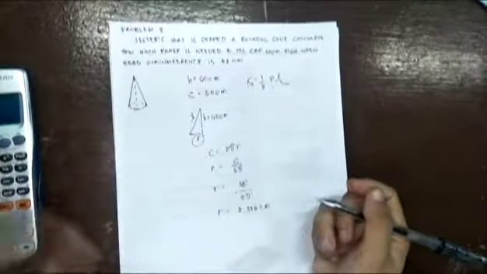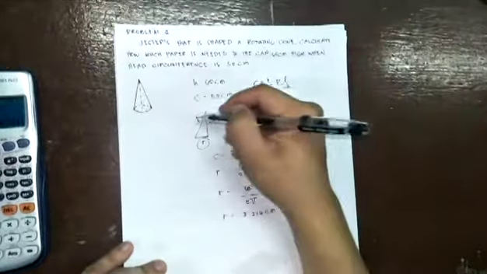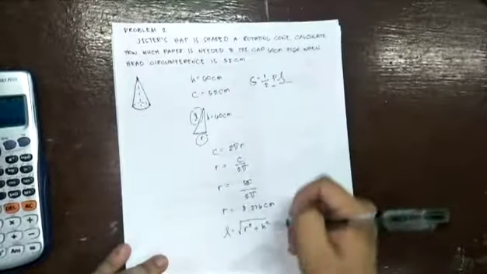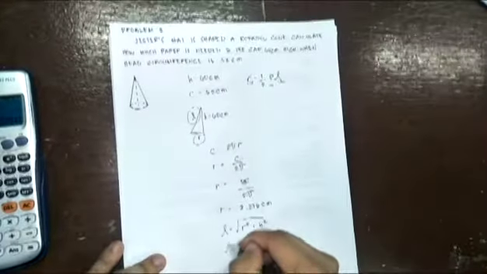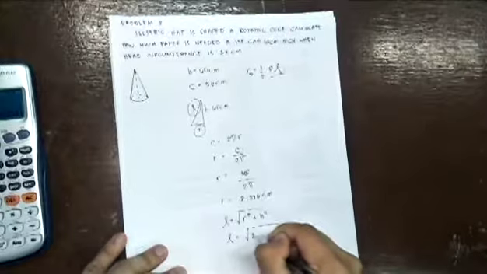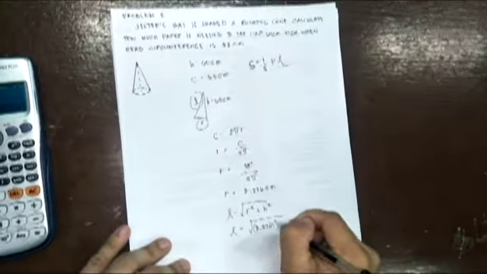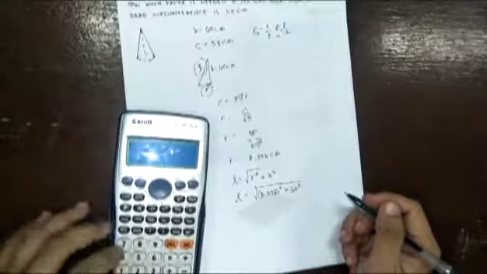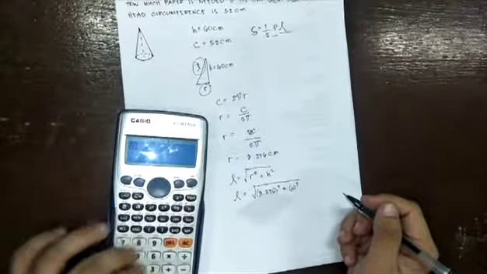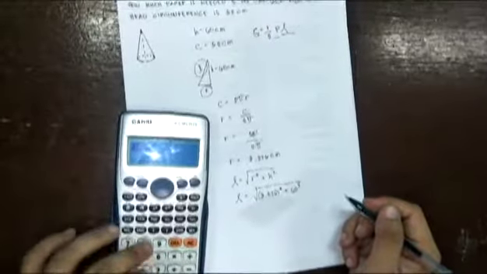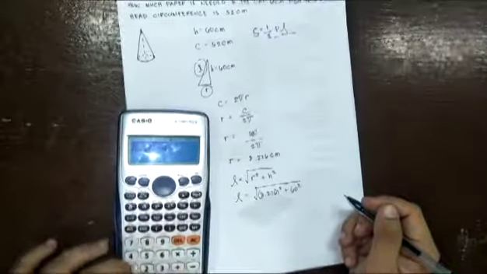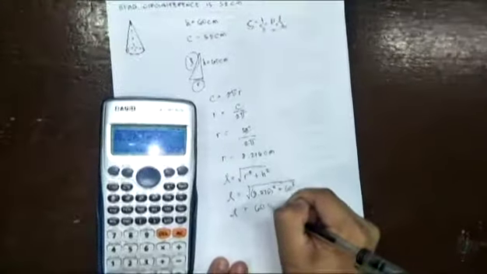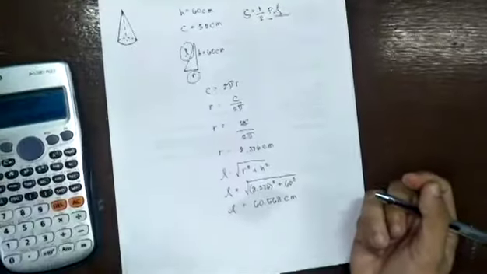Next thing is to solve for the slant height using the Pythagorean theorem. Slant height is equal to the square root of r squared plus h squared. By directly substituting the values, we will get 60.568 centimeters for our slant height.